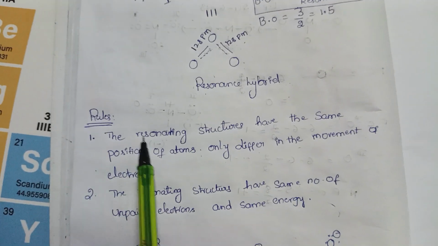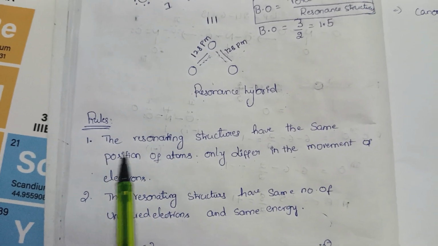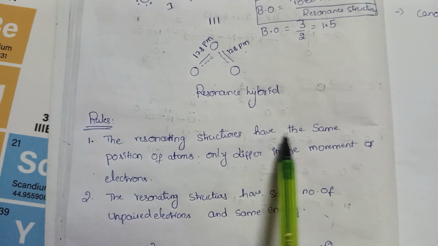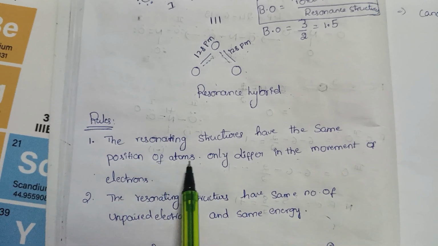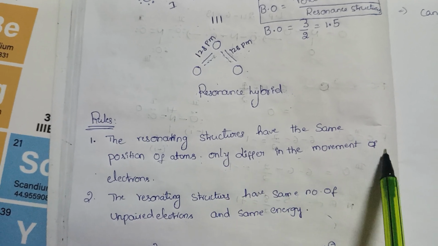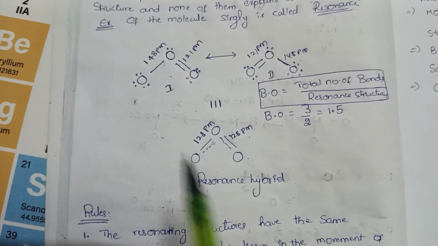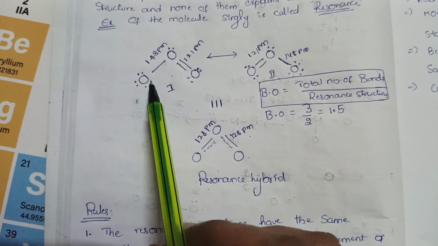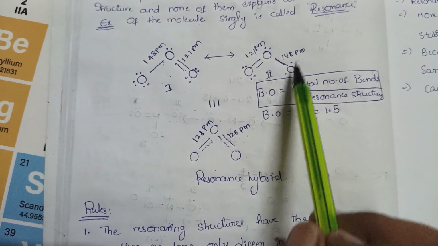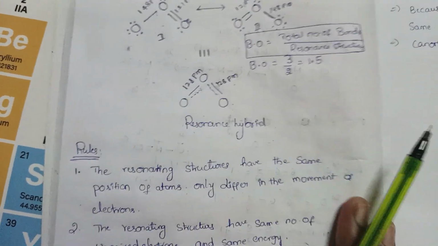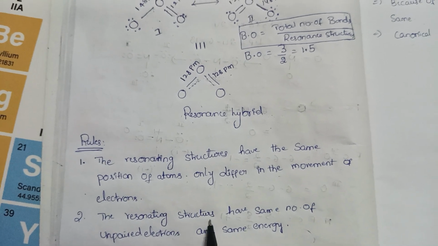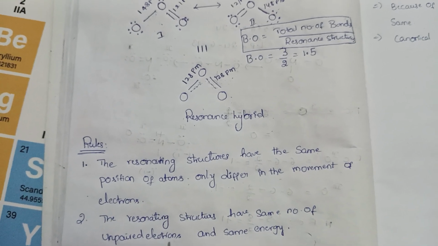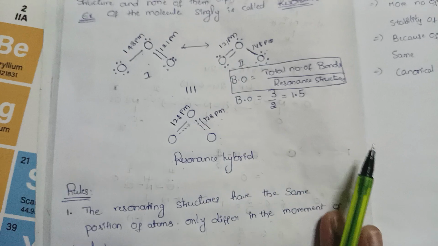Rules for writing resonating structures. The first rule is that resonating structures have the same position of atoms and only differ in the movement of electrons. This means the atoms should be constant, and only the movement of electrons differs. The second rule is that resonating structures have the same number of unpaired electrons and the same energy.